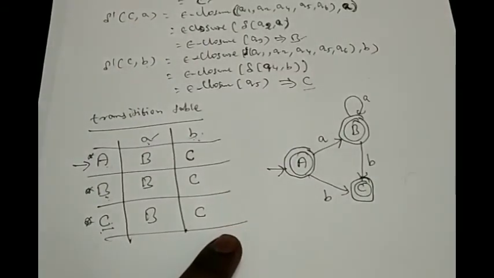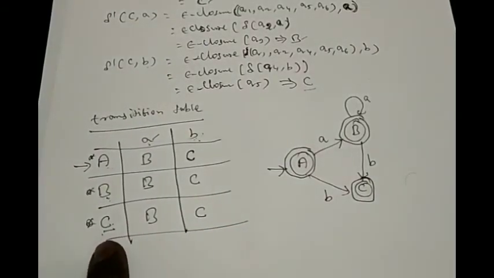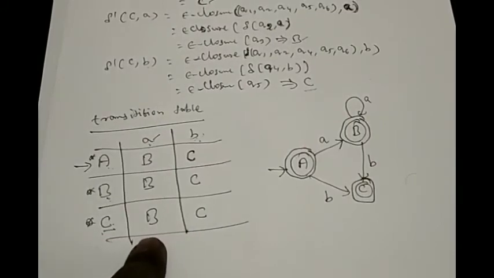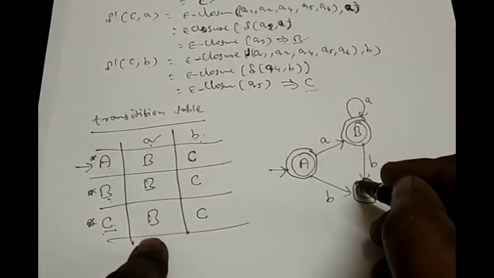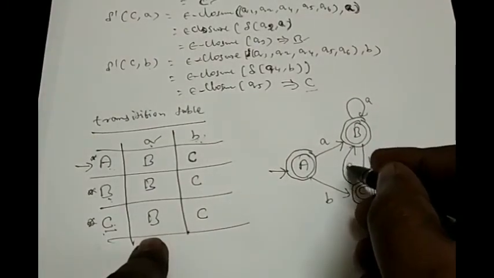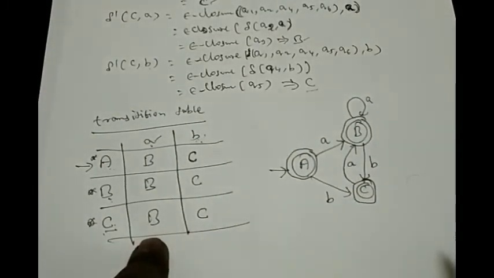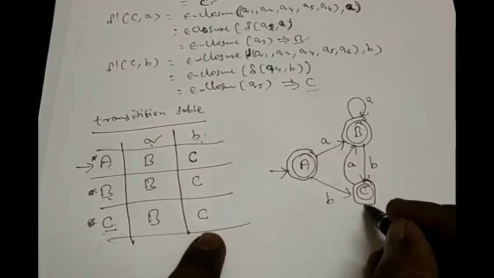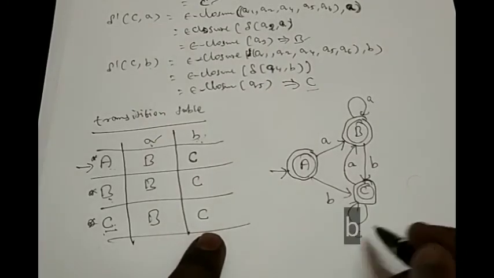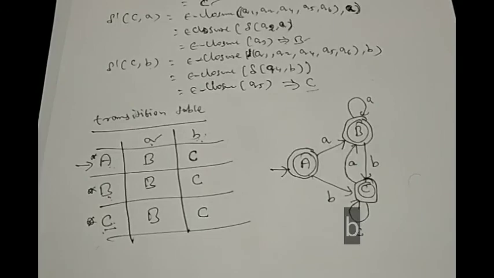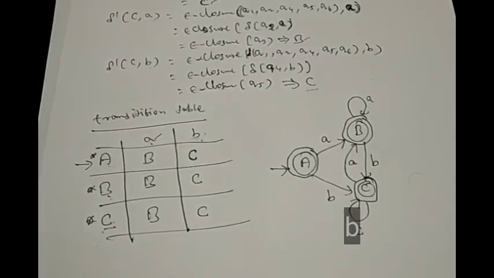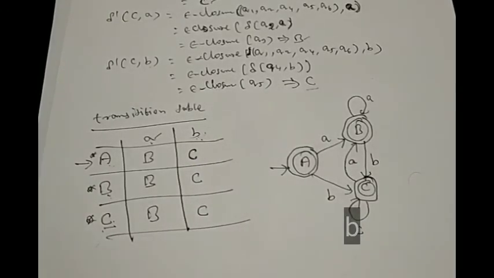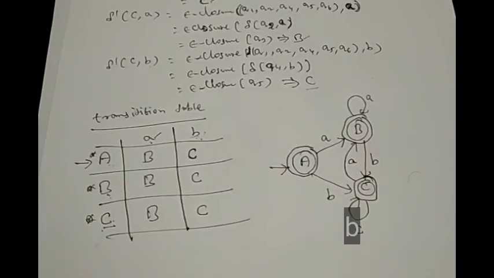It goes to C. Okay, now in C, if a is applied, where does it go? In C, if a is applied, it goes to B. Okay, and in C, if we apply b, where does it go? It goes to C itself. So that's it. Okay, so this diagram is called the DFA diagram. So that's about NFA and DFA.